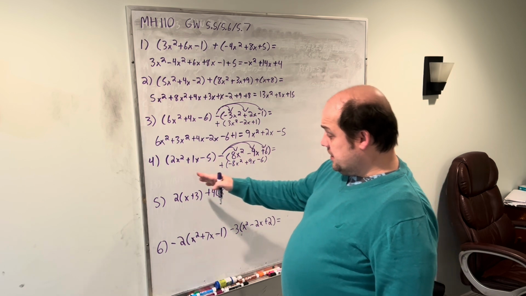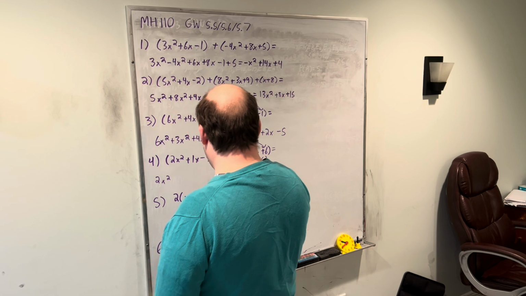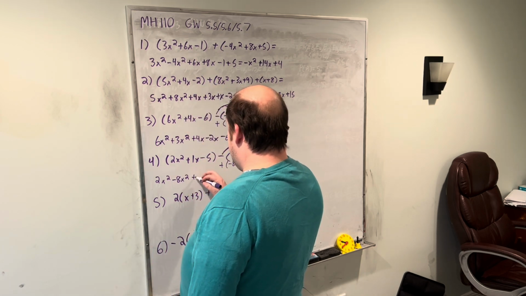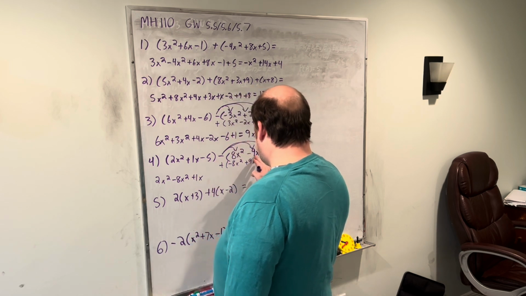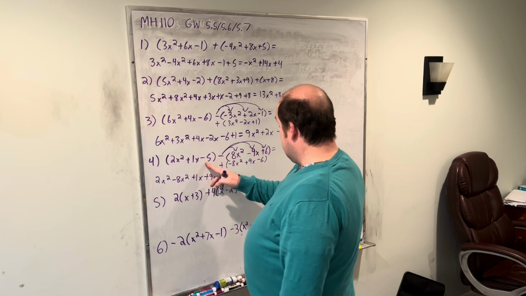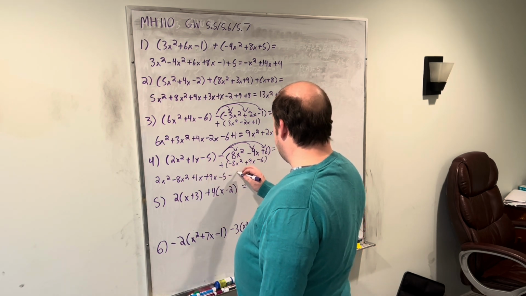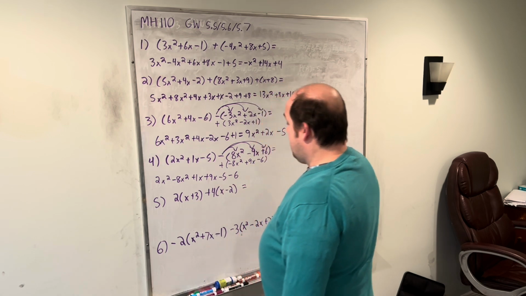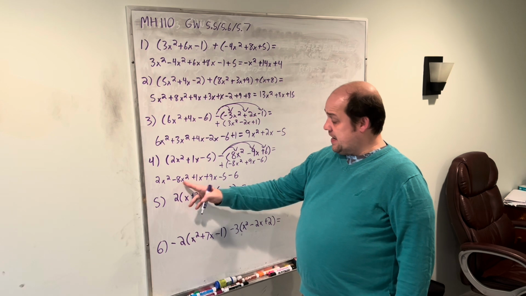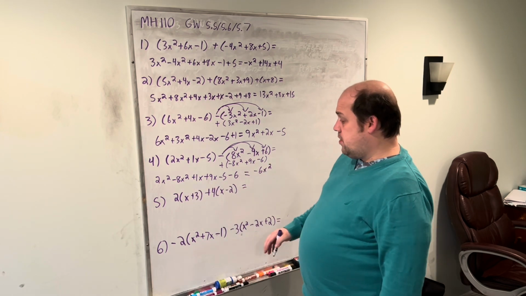Once each of the signs are changed, I'm just dropping the parentheses. This positive 2x squared gets combined with this negative 8x squared. This positive 1x gets combined with this positive 9x. This negative 5 gets combined with this negative 6. When I add everything together, 2x squared minus 8x squared gives me negative 6x squared.